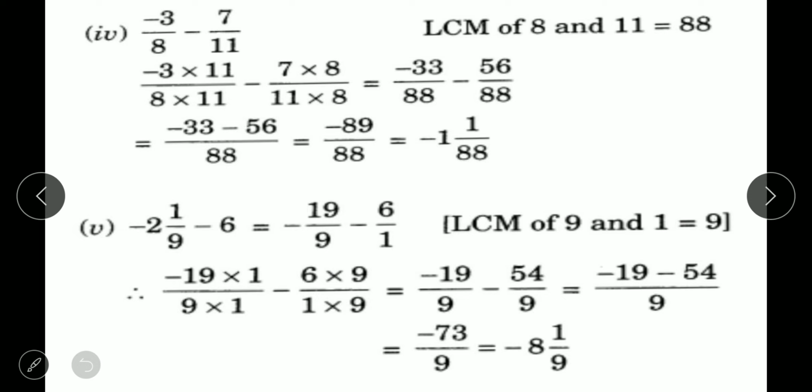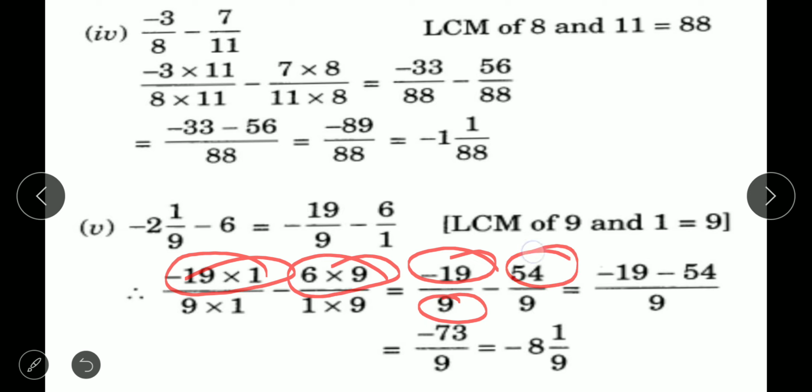Now we have to make the denominator 9. This is already 9, so you multiply by 1, or if you don't want to write 1, you can leave it like this, because whenever you multiply any number with 1, the same number comes. Okay, so now to make 9 here, you have to multiply 1 by 9. 1 nine is 9, 6 nines are. It means you have to multiply numerator and denominator with 9. Now 19 ones are 19, minus 19 upon 9, and 6 nines are 54 upon 9.